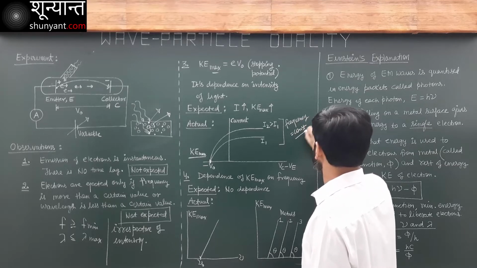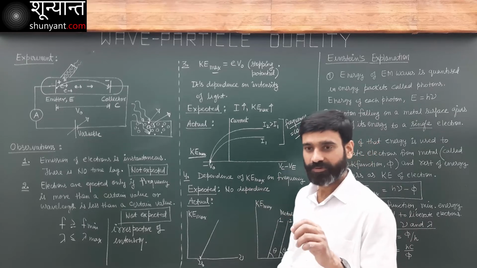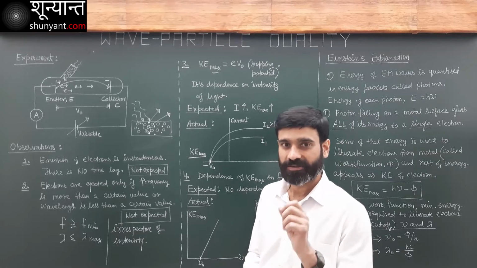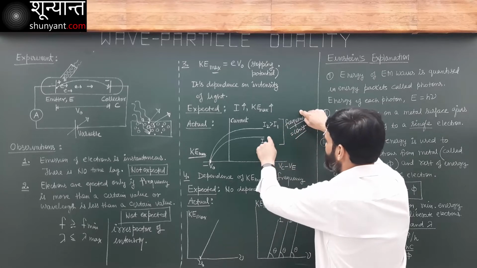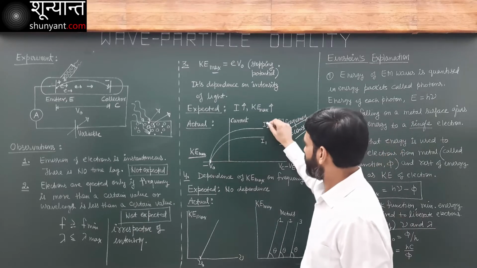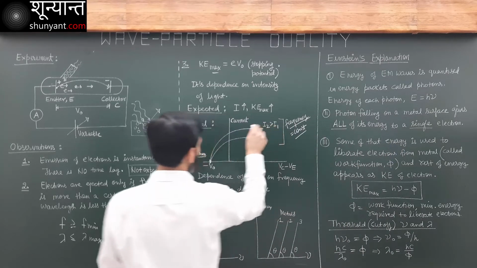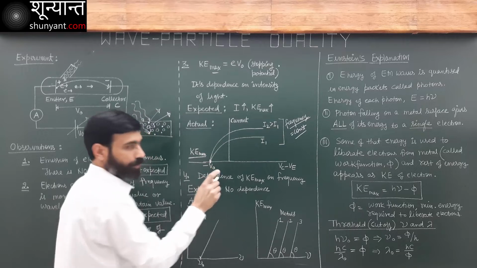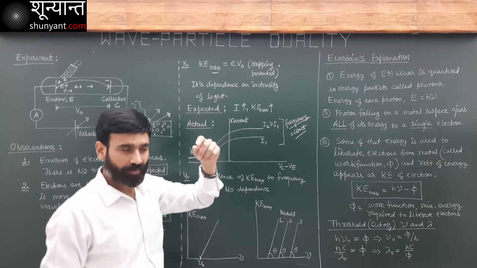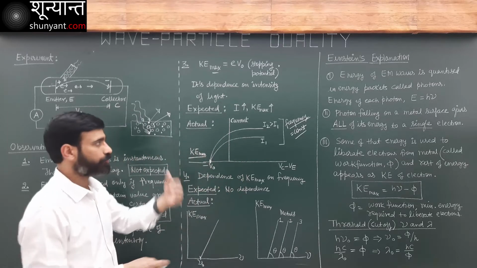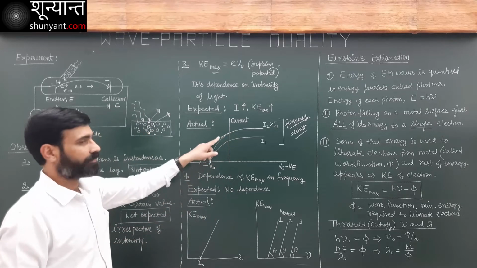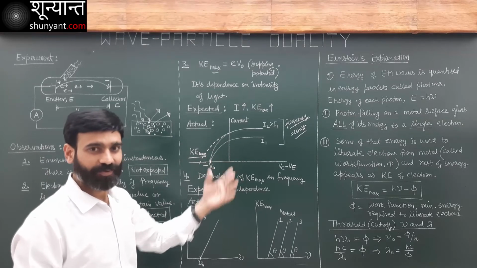I'm writing it here. Frequency is constant. So I am using two lights, same frequency but different intensity. Frequency remains the same. I am changing intensity. I am increasing the intensity. I expected that for the higher intensity, the kinetic energy must also be higher and more negative potential should be applied. The stopping potential should become more negative to stop those electrons. So I actually expected this kind of behavior, but an absolutely different thing was found.